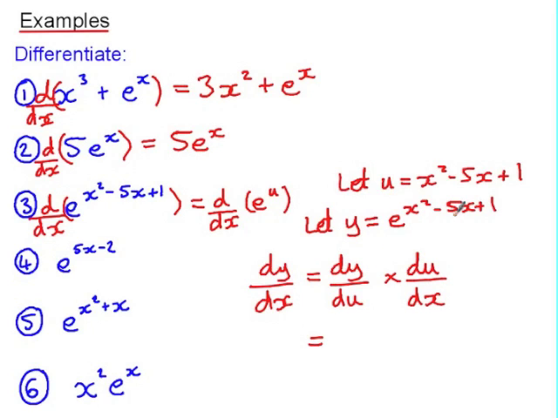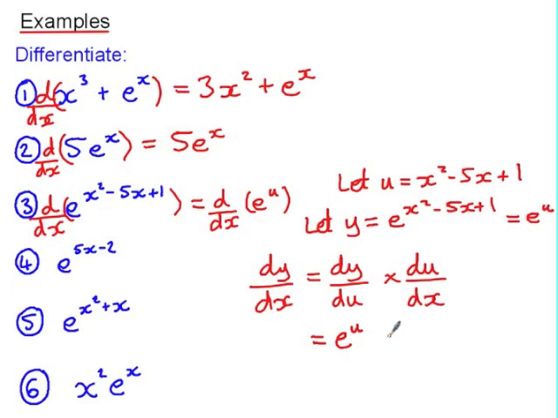So dy by du, y is e to the power of u. So dy by du is e to the power of u. Remember, when we differentiate e to the power of x, we get e to the power of x. So when we differentiate e to the power of u, we get e to the power of u. And then we multiply this by du by dx. And remember, u is x squared take 5x plus 1. So this is 2x take 5. And remember to use brackets here. It's not e to the u times 2x and then subtract 5. It's e to the power of u multiplied by this whole expression.